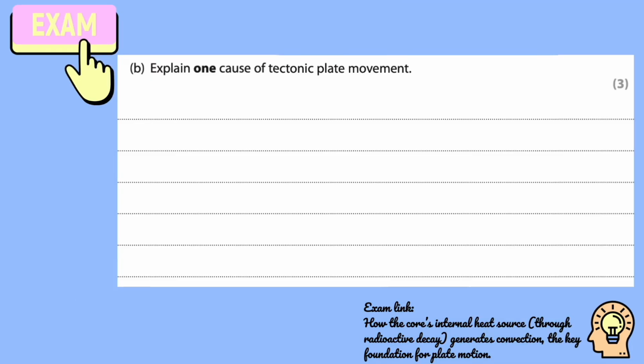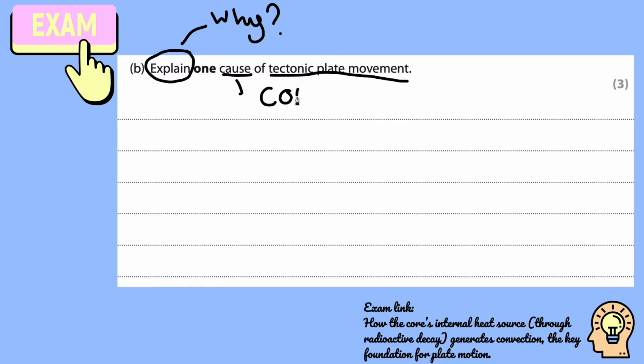Okay, so finally we're going to have a look at how you can be tested in your exam all about tectonic plate movement and our convection currents. On the screen you can see an exam question. The command word for this question is explain. So when we are being asked to explain, you are talking about why something is happening. So why this is taking place. We are looking at one cause of our tectonic plate movement. The cause that we looked at was our convection currents.